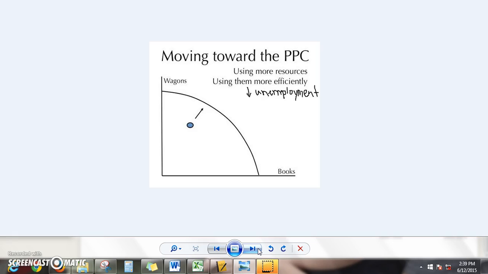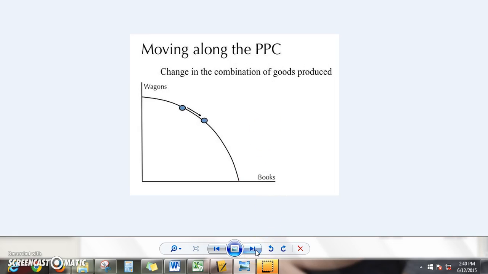Movement towards the PPC. So on this one, it's just the opposite. You're using your resources wisely, you're using them more efficiently, and you have a decrease in unemployment. So that means you're going to move back up to the line, or move towards the PPC. Okay, moving along the PPC. This is just a change in the combination of goods being produced. So you're just reallocating the resources that you have.